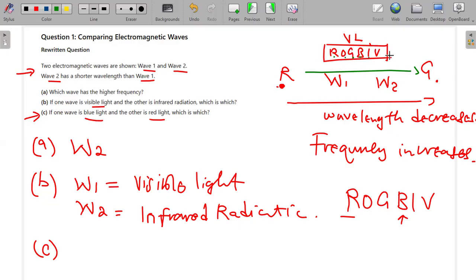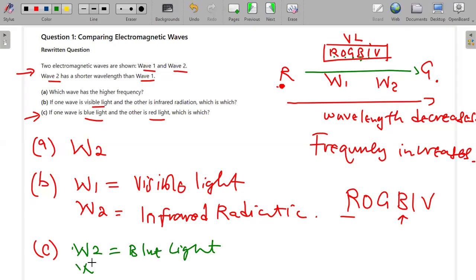Of these colors, the one with the lowest wavelength is violet and the one with the highest wavelength is red. Since we have blue and red, the red one will be the one with the longer wavelength. They stated that wave two is the one with the shorter wavelength, so blue here has a shorter wavelength than the red. So I'm going to say wave two is blue light.